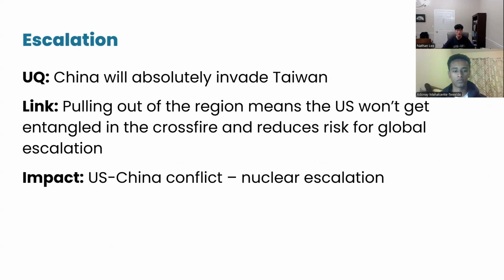Then the next contention is a little bit similar, but it instead concedes that China is going to invade Taiwan regardless. At that point, the way the link is different is that if China is going to invade regardless, the best decision the United States can make is pulling out of the region so we don't get entangled in the crossfire and ultimately again escalate into one, a conventional war with China, or two, nuclear escalation.